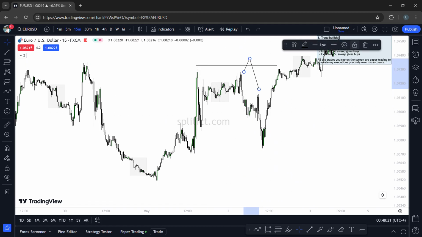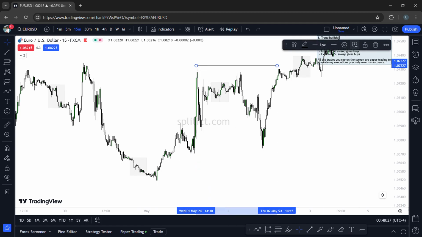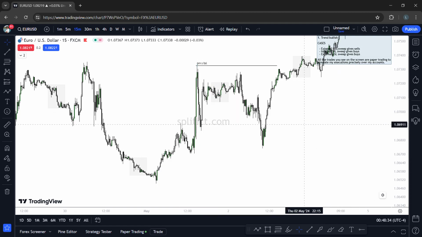But this didn't happen. This right here is the external liquidity. The PM session external liquidity, PM session PSL. And this right here is an internal liquidity, which is not in any sessions because it's like 4:45, so it doesn't get considered anyway. Yeah, you could still enter sells, but I wouldn't.